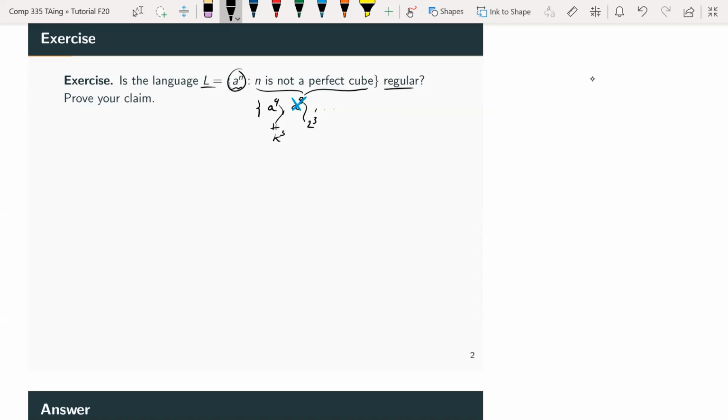Okay, so what I'm going to claim is that L is not regular. Now I need to prove that. The first thing you could do is just use the pumping lemma alone.